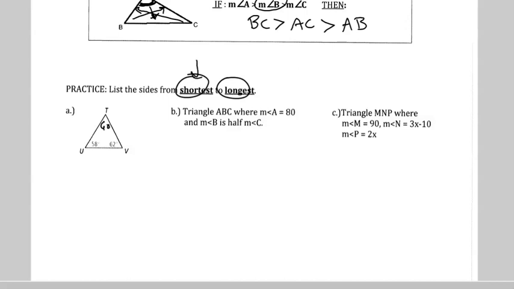What is the shortest side? It's across from the smallest angle, so TV would be the shortest. What's the next smallest angle? 60. So across from it, UV would be the next smallest side. And then across from the biggest angle, TU would be the longest side.